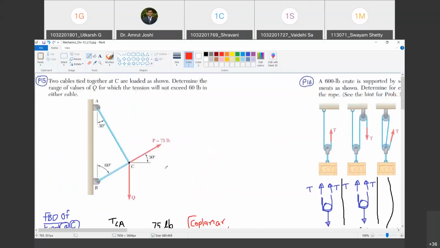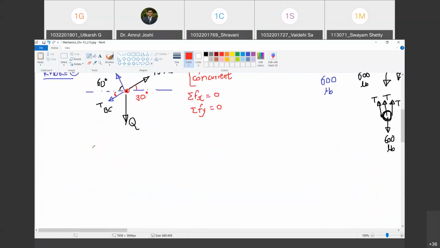But there is one more condition given in the problem. We have to find out the range of Q for which tension will not exceed 60 pounds in either of the cables. Are you with me? Yes. So we have to respect this condition and treat it as a third equation to get the range. Happy? So let us do that first.